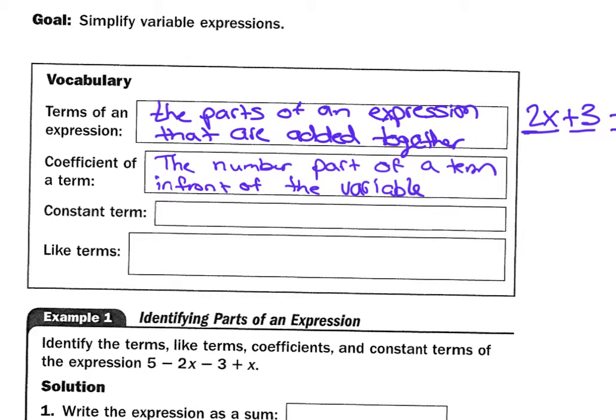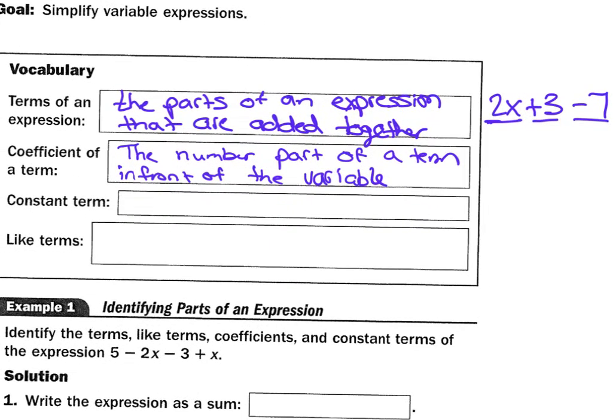The constant, it has a number but no variable. So 3 and 7 both would have been constants, positive 3, negative 7. So the number part, let's say without the variable. So whatever you're adding and subtracting becomes your constant. If it's plus, it's going to be a positive. If it's minus, it's a negative.